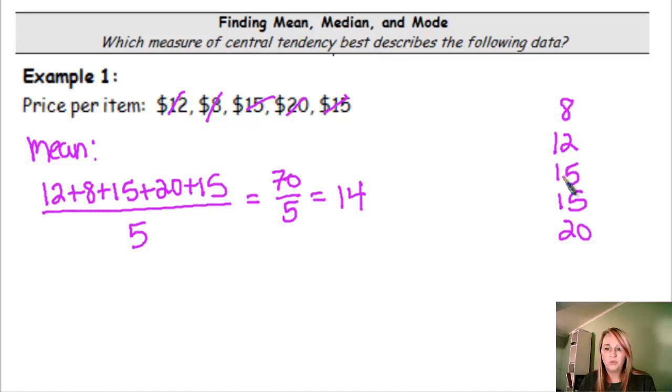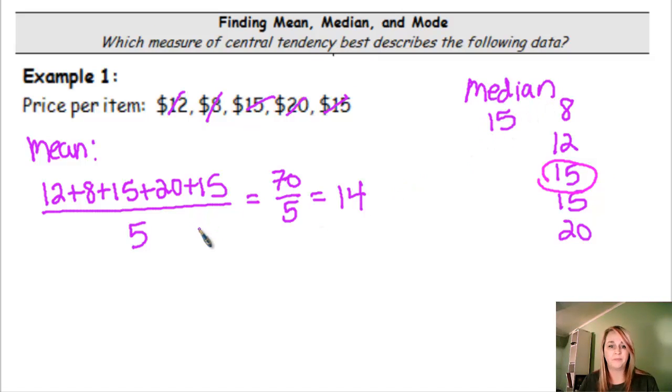Well, I have 1, 2, 3, 4, 5 pieces of data, so this 15 is right smack dab in the middle. Now, if you have an even number of pieces of data, you would have 2 guys right in the middle. And what you need to do is take those 2 and find the average of those 2. And I'll go through an example of that. So the median for this one is 15.